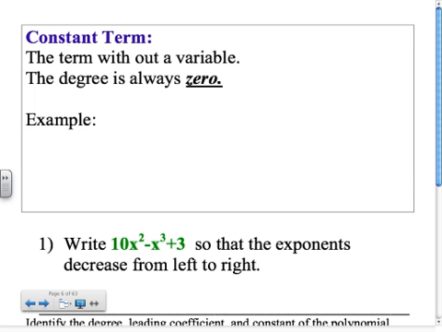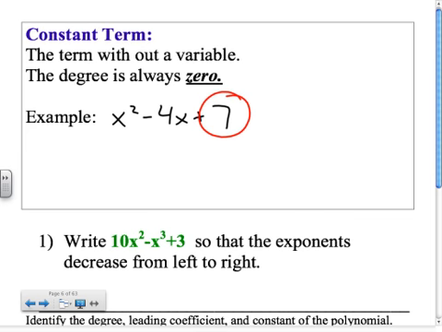A constant term is very simply a term without a variable, and the degree of that is always 0. So if I were to give you the expression x squared minus 4x plus 7, the constant term here is just this 7. There's no variable with it, so it's 7, and the degree of that 7 is just 0. I think that's pretty straightforward there.